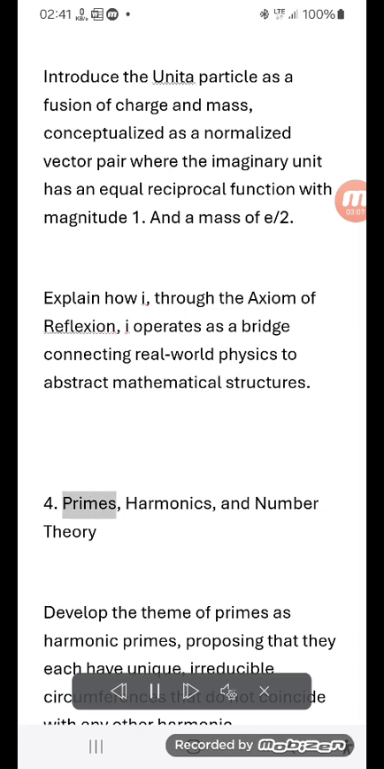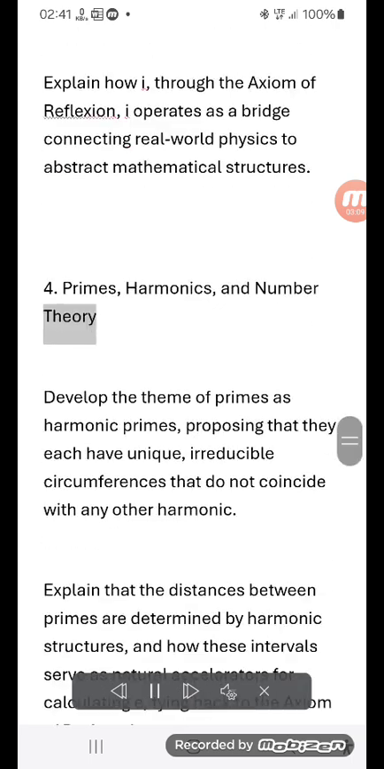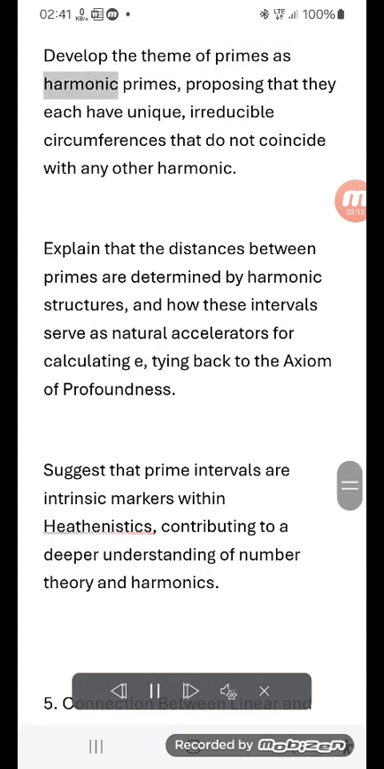4. Primes, harmonics, and number theory. Develop the theme of primes as harmonic primes, proposing that they each have unique, irreducible circumferences that do not coincide with any other harmonic. Explain that the distances between primes are determined by harmonic structures, and how these intervals serve as natural accelerators for calculating E, tying back to the axiom of profoundness. Suggest that prime intervals are intrinsic markers within heathenistics, contributing to a deeper understanding of number theory and harmonics.